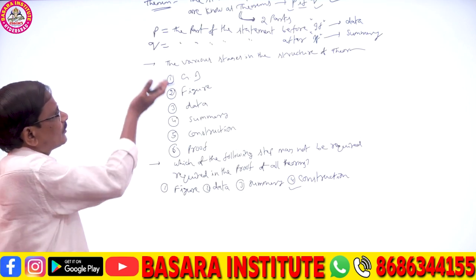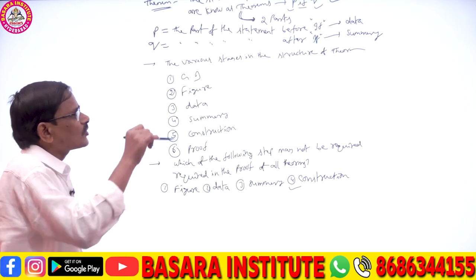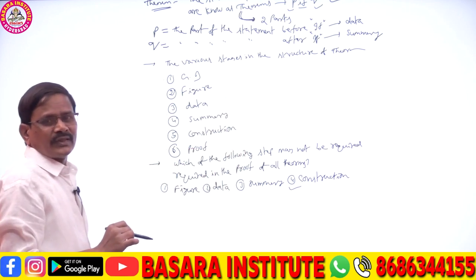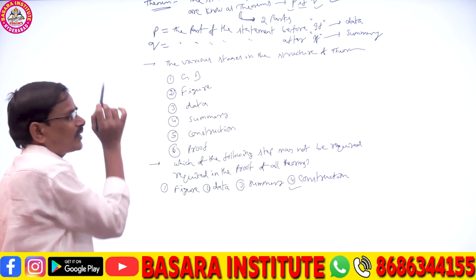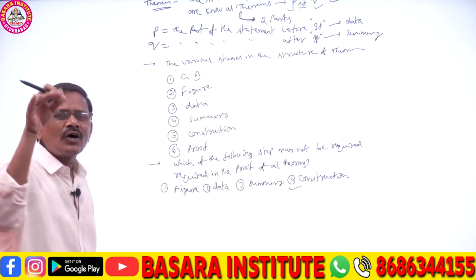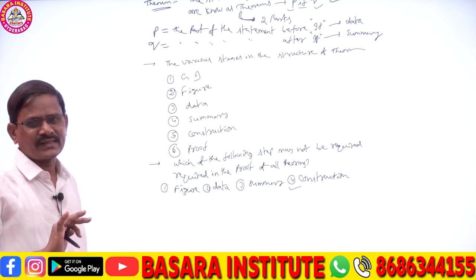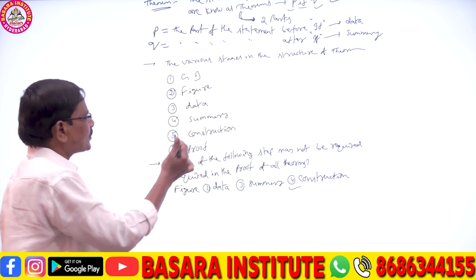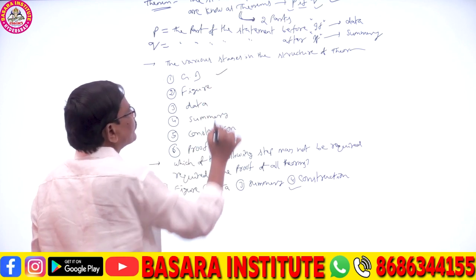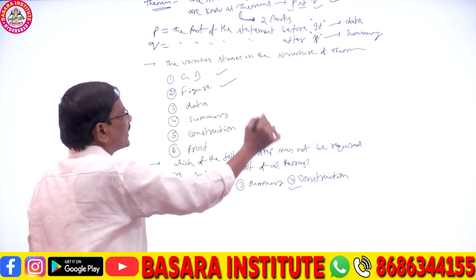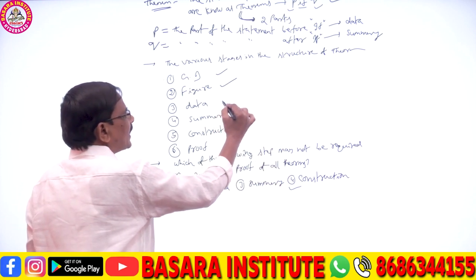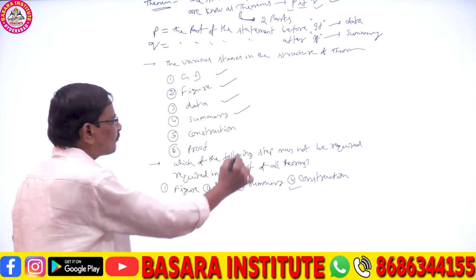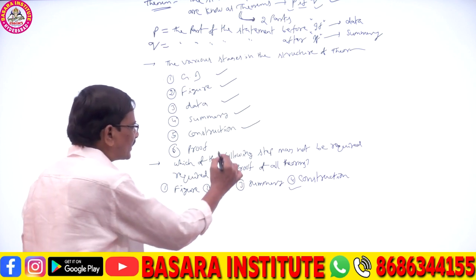Now, we already learnt that the construction of geometry depends on four stages. But here, the structure of a theorem depends on 6 stages. The first one is general information, the second one is diagram or figure, the third one is hypothesis or data, the fourth one is summary, the fifth one is construction, and the last one is proof.